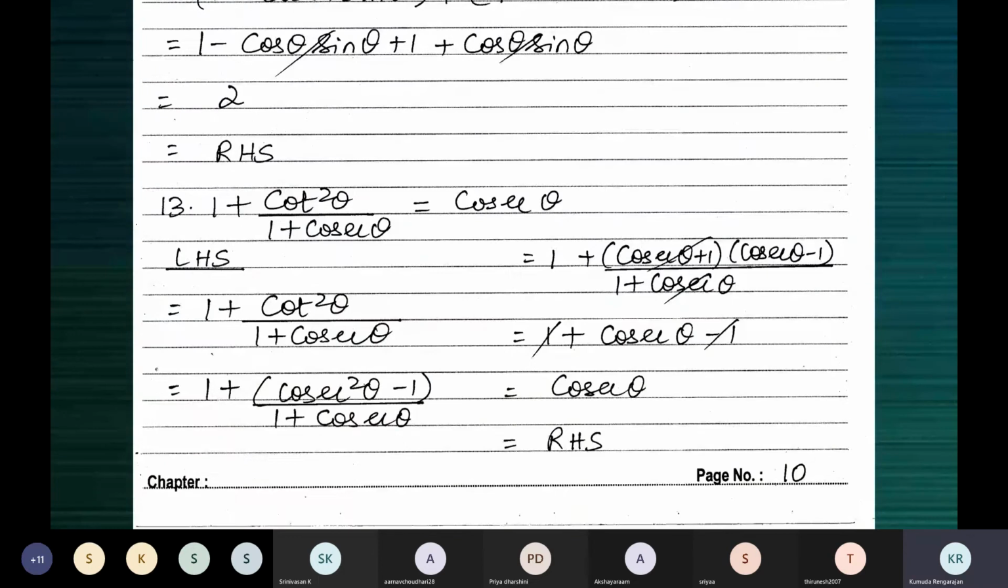This one we have done earlier, children. You can just have a look at it. Please go through the 13th one and ask me if you have any questions.